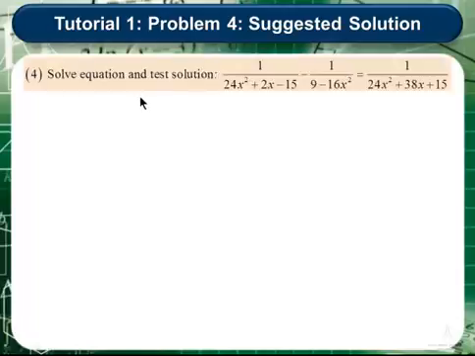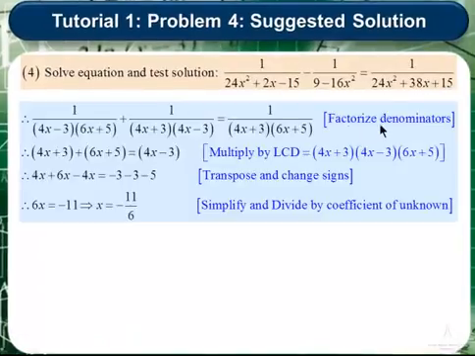In the fourth and final problem of tutorial 1, we're given again an equation to solve and to test the solution. In this case, it's slightly more complicated, since we first have to factorize the denominators, very similar to the example we had during the lesson. And in this case, you need to be familiar with the way of factorizing a trinomial and a difference of squares. If you're familiar with that, you should agree with this particular way of factorizing the denominators, both on the left hand side and the right hand side.